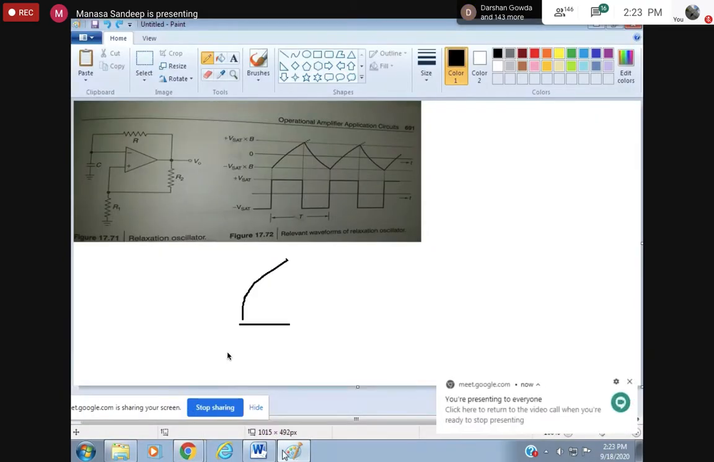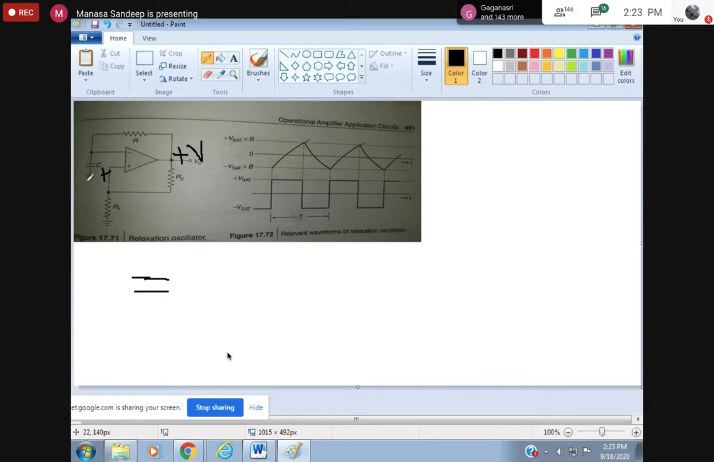Okay, so coming to the working part, initially, let's assume that the capacitor is in the discharge state, and let's assume that the output is in the plus V saturation. Once the output is in the plus V saturation, the voltage at the non-inverting terminal, according to the voltage division rule, will be V saturation into R1 divided by R1 plus R2. So this is the voltage at this point.